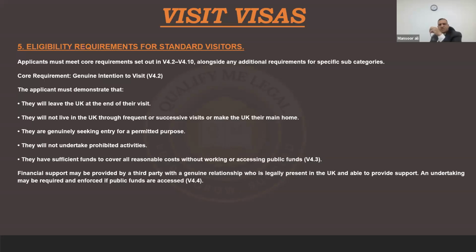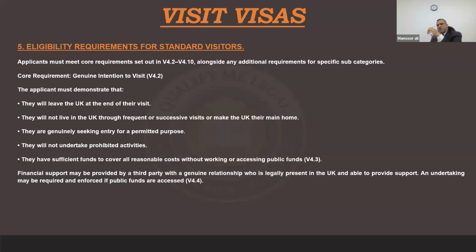So they need to demonstrate that they have genuine intention to visit and that they will not stay in the UK more than the required time, and they'll not breach any UK immigration law, and they are in a position to afford themselves and will not rely on public funds. So these are the eligibility requirements for standard visitor visas, which you need to meet in order to get an approval.